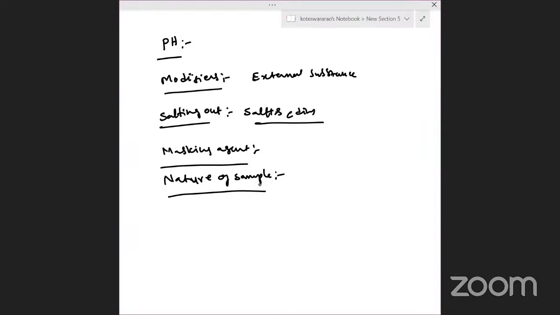Such a sample takes a longer time to dissolve in the solvent. Once we grind it in a mortar and pestle to a powder, that powder mass will be easily soluble in the solvents. Then we can easily separate it by using the extraction process. That means smaller size material can easily dissolve.